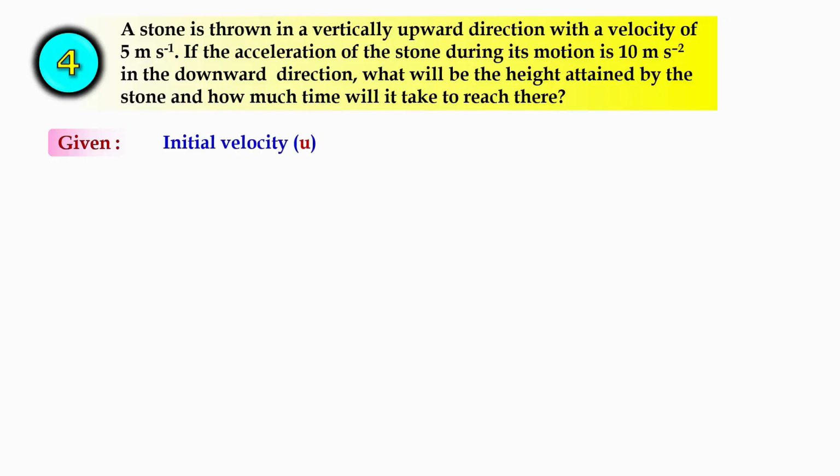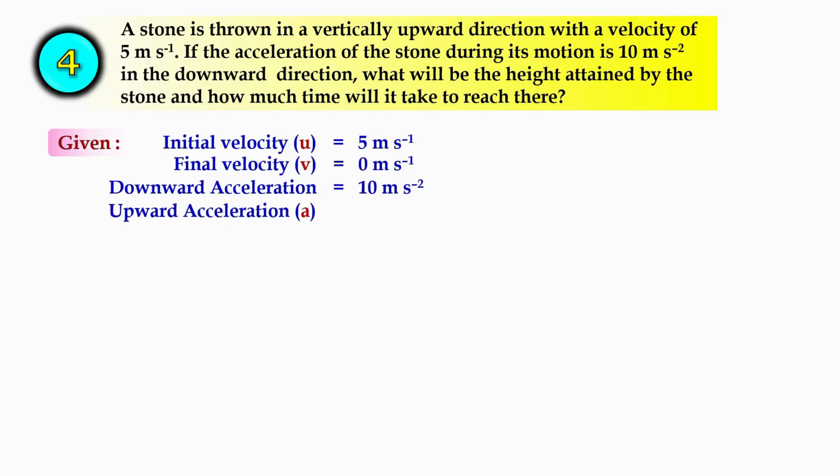Let us first write the given values. The initial velocity is 5 meters per second. At the highest point, the final velocity becomes 0 meters per second. The acceleration due to gravity acts downward, so we take the acceleration as minus 10 meters per second squared.